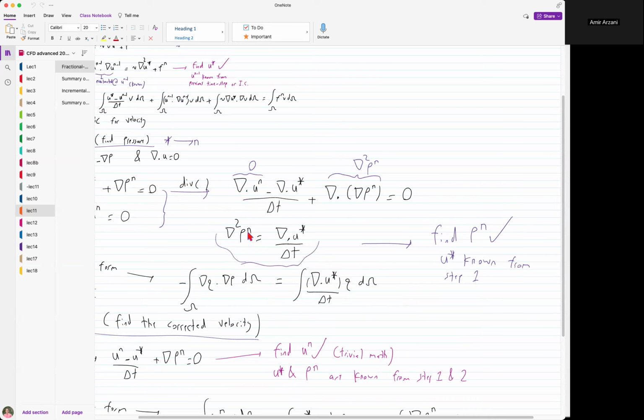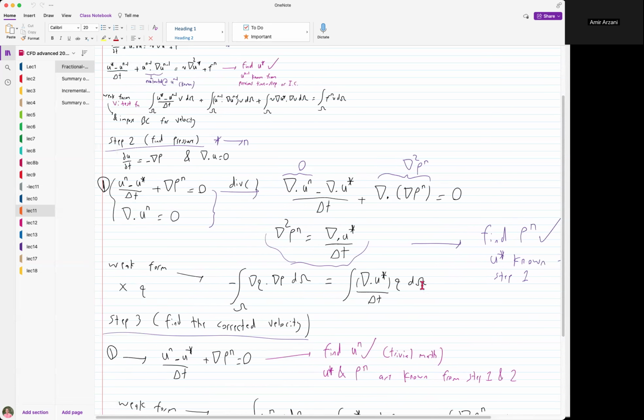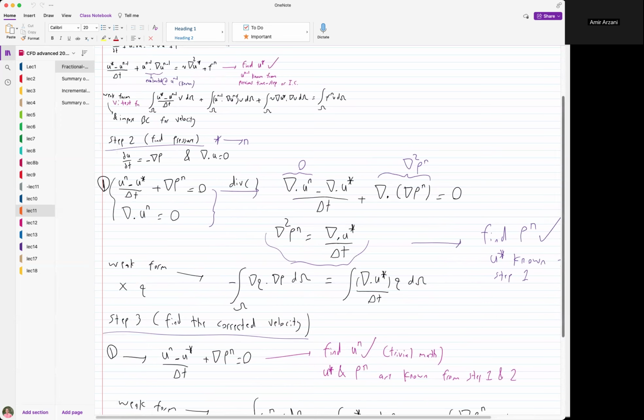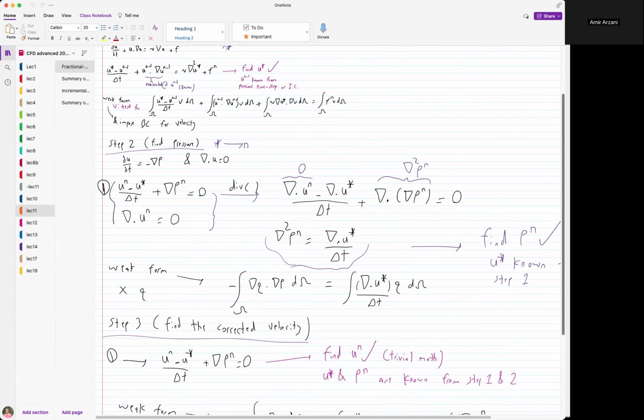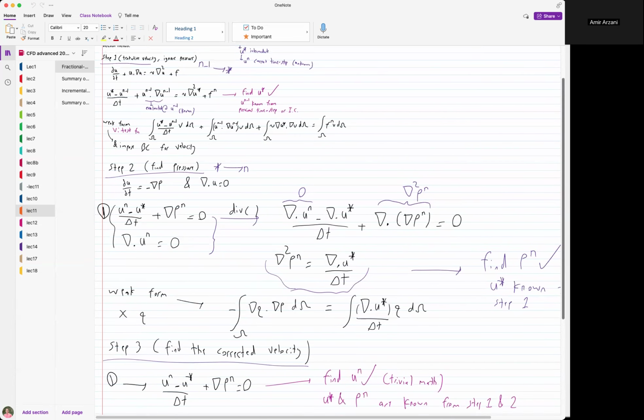So P, the pressure at the current time step, is what you find, and U star is known from the previous step, step 1. Now, final step is that, okay, I found Pn, I found the necessary pressure that's required to make the flow incompressible. So I found my pressure, but now I need to also find the velocity, because so far I haven't found Un. Un, when I took the divergence, it went away, right? So I only have U star, which is not useful. It's an intermediate velocity and not a physical velocity.